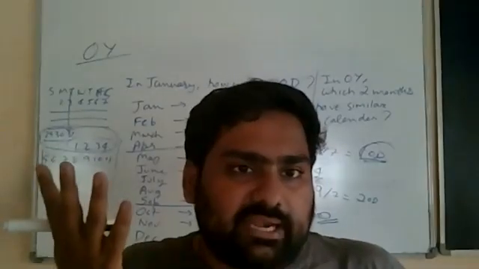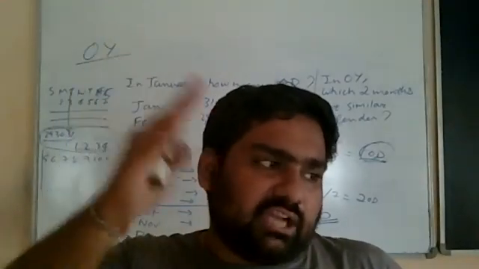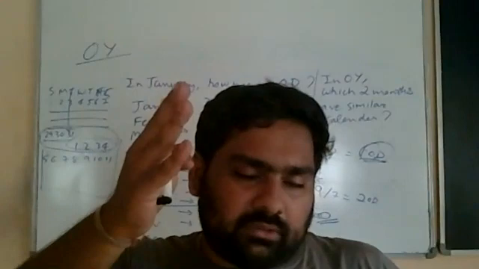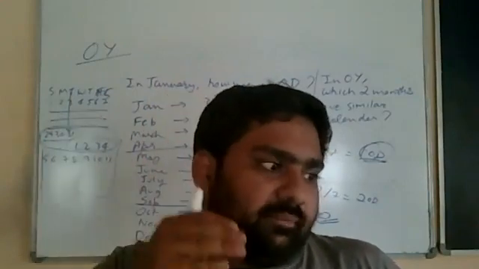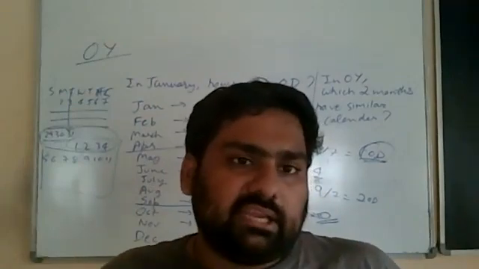January also has 31 days. October also has 31 days. January's first day was Tuesday. Last day was Thursday. Here also October's first day is Tuesday. Last day is Thursday. Again 31 days.